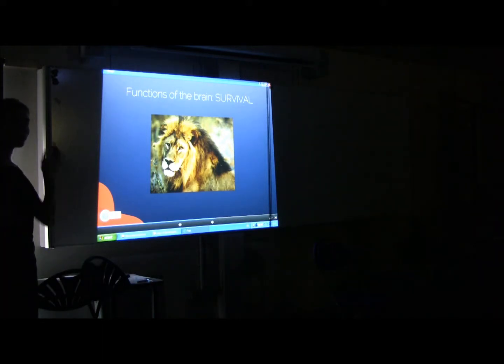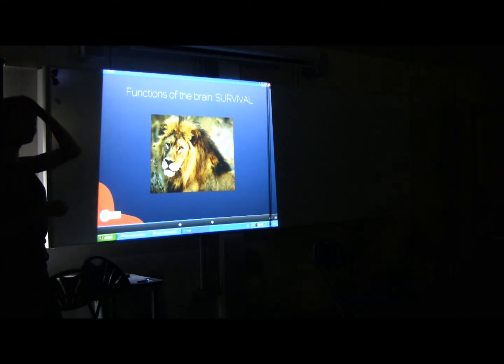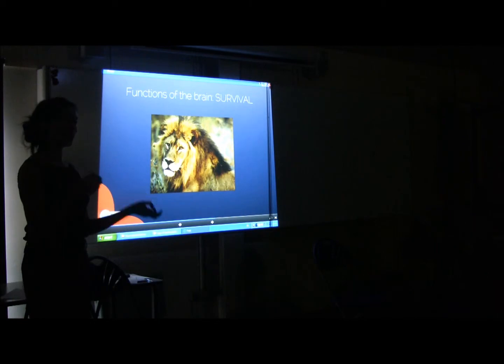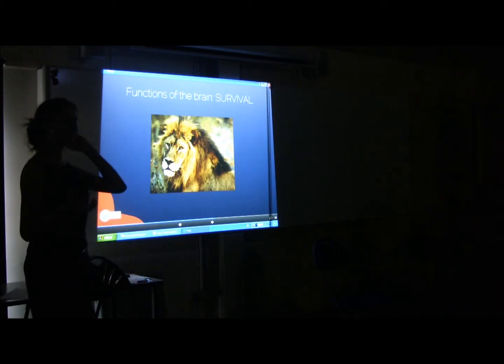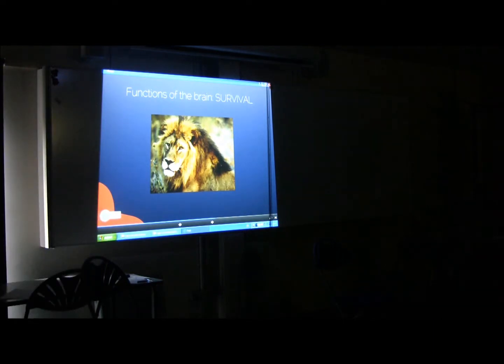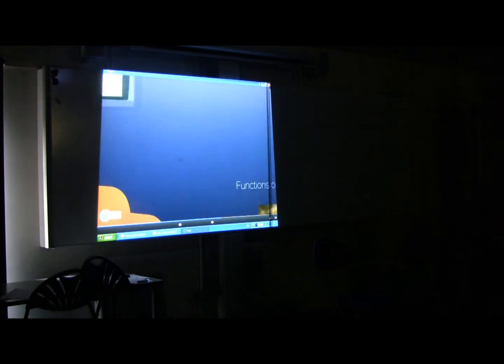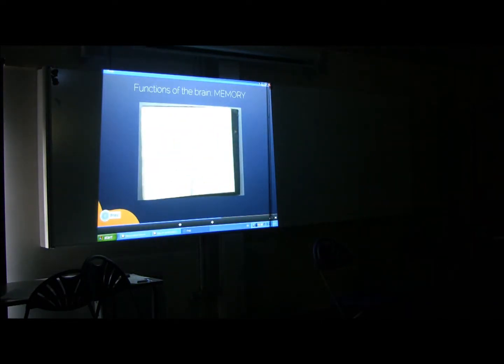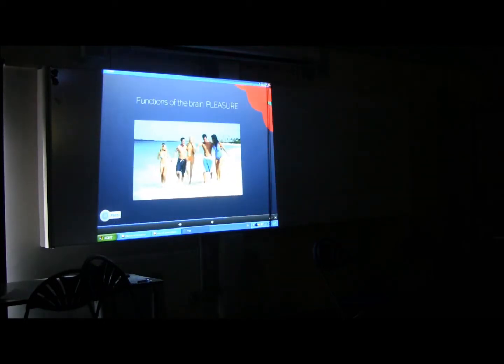So, has anyone ever nearly fallen asleep and then suddenly jerked awake? Yeah, probably everyone. That's actually due to all your muscles relaxing at once. And the only other time that happens is when you die. So basically, your body jerks because your brain's just checking that you're alive. The other one is memory and pleasure.